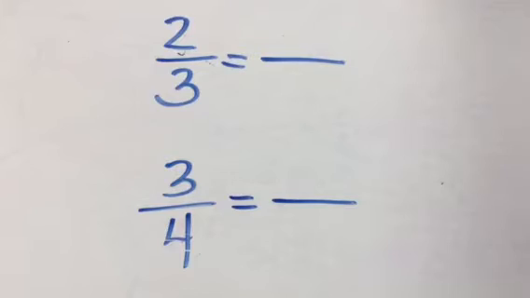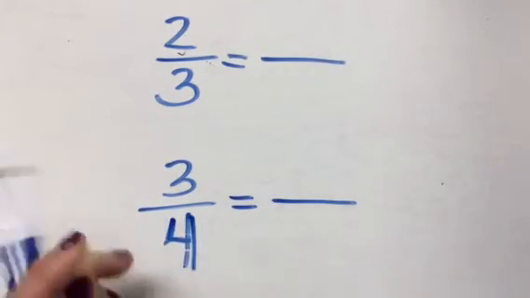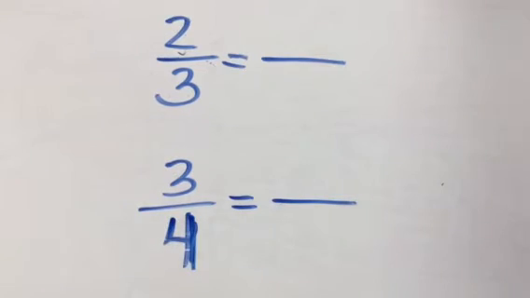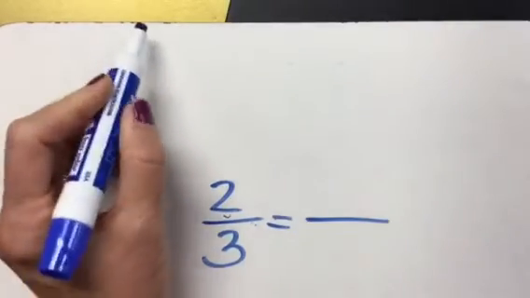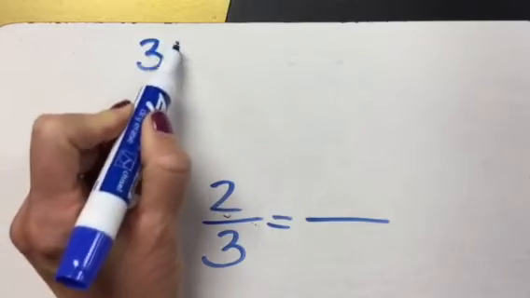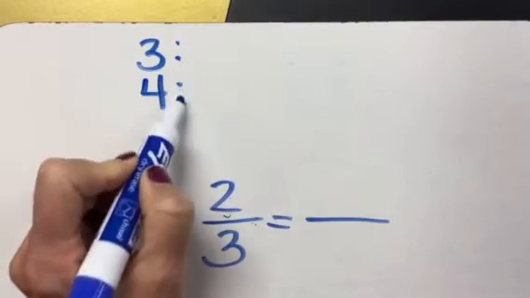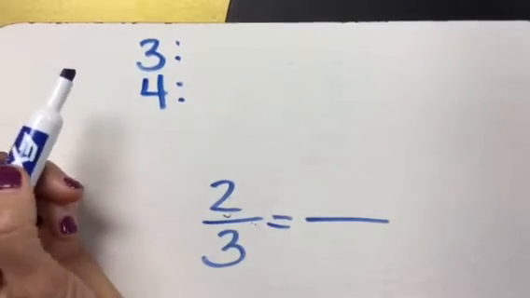Now, here's the tricky part. 3 and 4. We need to find the lowest common denominator for 3 and 4. There are two ways we can do this. First, we can find a place on our scratch paper or board and do our math facts for both numbers and see where they compare.